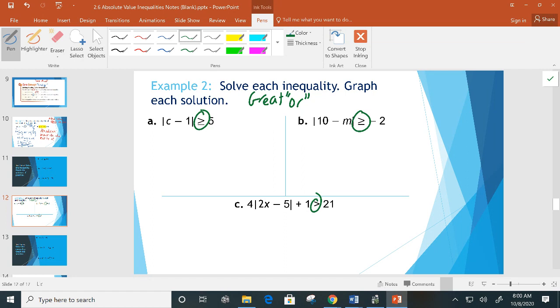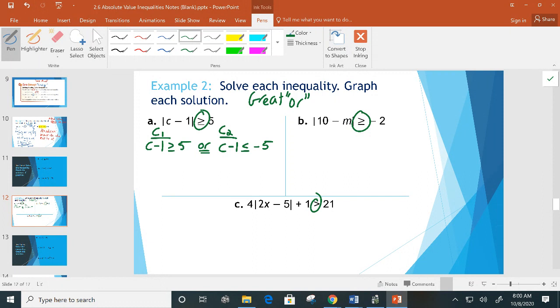So the first one, pretty simple case here. Let's write our two cases. Case 1 is just as I see it. C minus 1 is greater than or equal to 5. Case 2, C minus 1, flip the sign, less than or equal to, change the sign, negative 5. "Great-or," we have an or compound inequality.